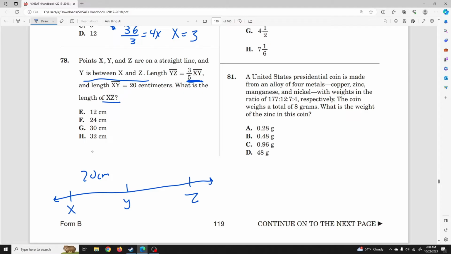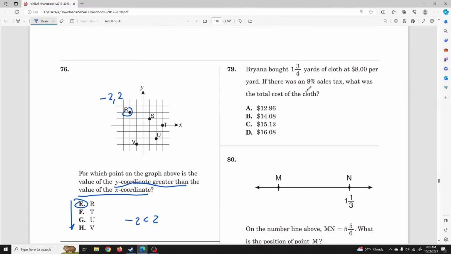Okay, so if we know that yz is equal to 3/5 xy, just multiply 20 by 3/5, right? That's going to be 1, that's going to be 4, so then we know that this is 12 centimeters. We're asking for xz, which is the total length, so we'll just add 20 plus 12, which is going to be 32. Alright, moving on to 79, it says Brianna bought 1 3/4 yard of cloth at $8 per yard, 8% sales tax, total cost. So 1 3/4 is equal to 1.75. All we have to do is just multiply 8.00 by 1.75.